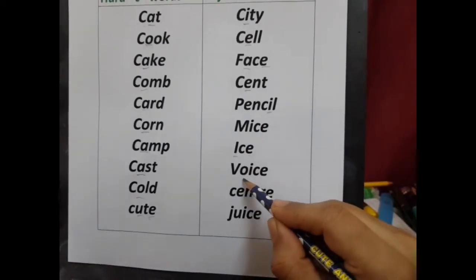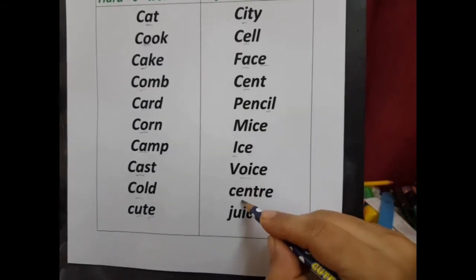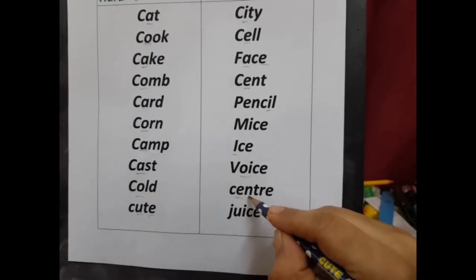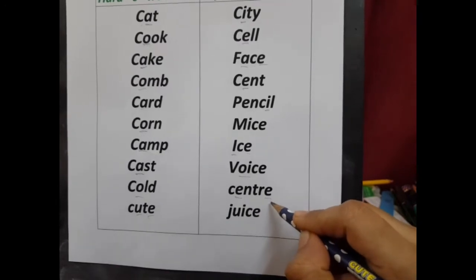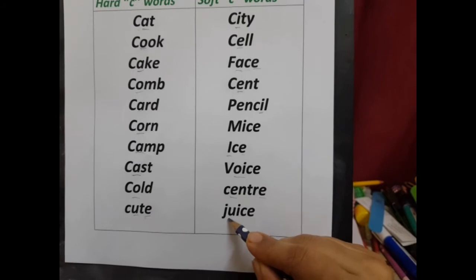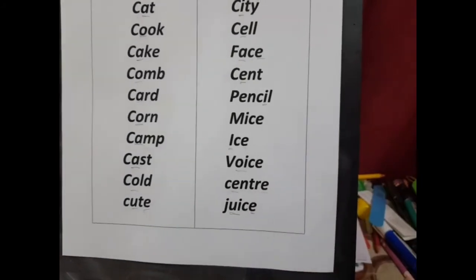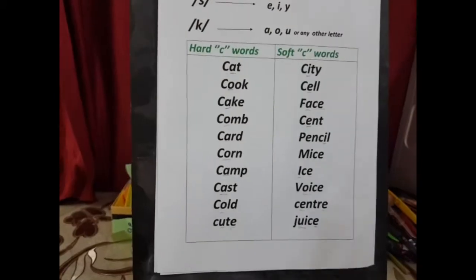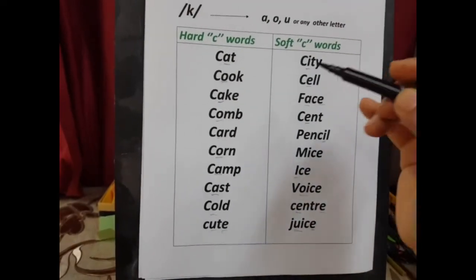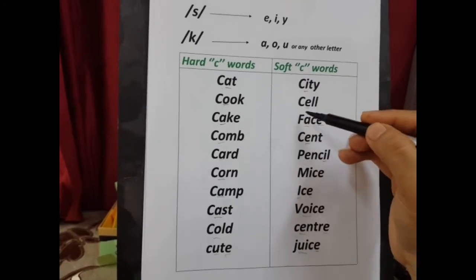V-O-I-C-E. Voice. C-E-N-T-R-E. Center. Now what is J-U-I-C-E? Juice. Very good. So here you have seen that when it is with I or E, it makes the sound S.